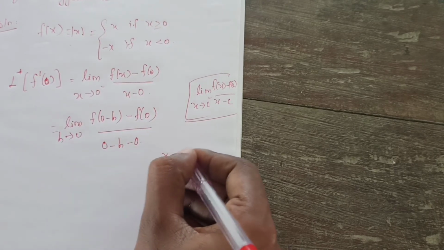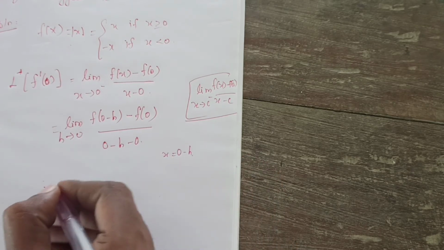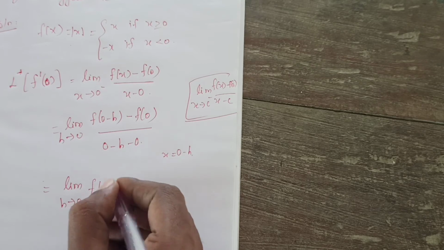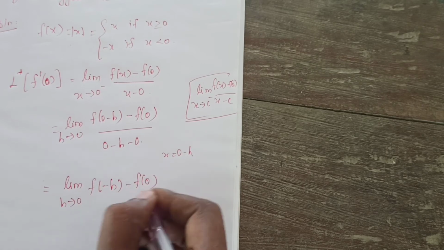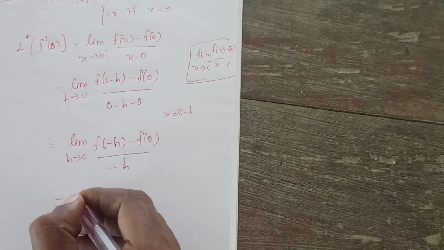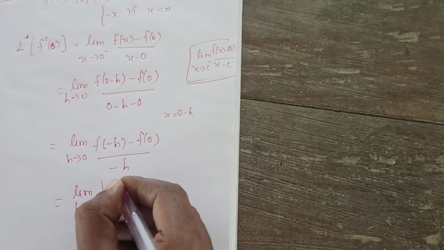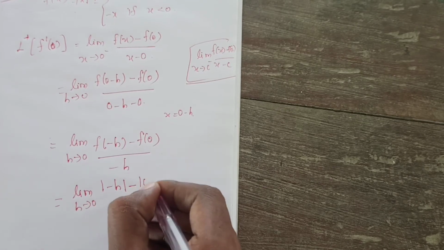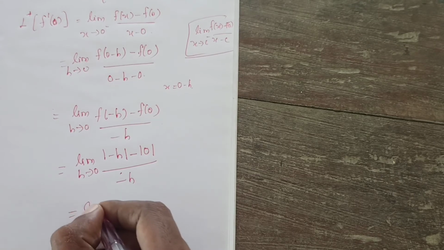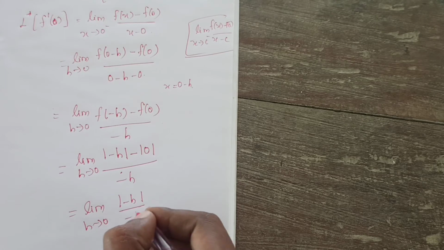So x is equal to 0 minus h. This is everything same as the last one. So limit h tends to 0, f of minus h minus f of 0 divided by minus h. So what about this one? Modulus, is it right? So limit h tends to 0, f of minus h means mod of minus h minus mod 0 divided by minus h. That's equal to limit h tends to 0, modulus of minus h divided by minus h.